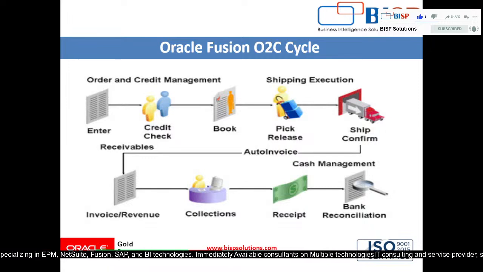After booking this sales order, we have to perform the shipping execution, that is pick, release, and ship confirm. We already performed all those things, and after that we create the auto invoice, and the invoice is created in the account receivable. After collecting the payment from the customer, you can create the receipt, and you can perform the bank reconciliation in our cash management. So this is the O2C cycle in our application.